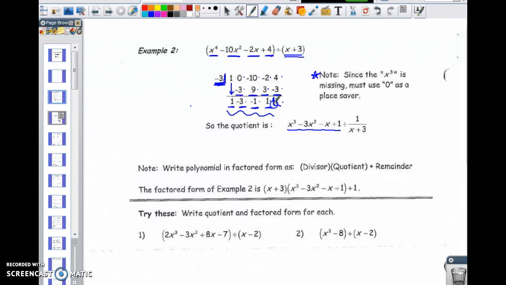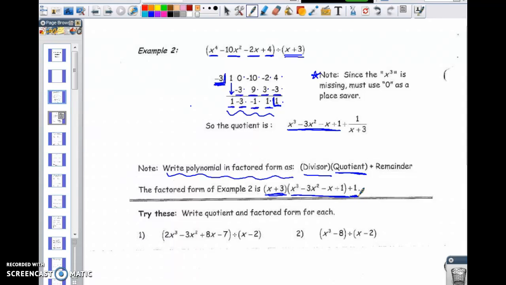So I'm going to take this 1, put it over here, over x plus 3, my divisor. We want to write our polynomial in factored form, which is the divisor, x plus 3, my quotient, which is this part here that we wound up with, and then plus the remainder. Our remainder was 1 here. So that's the factored form of example 2.